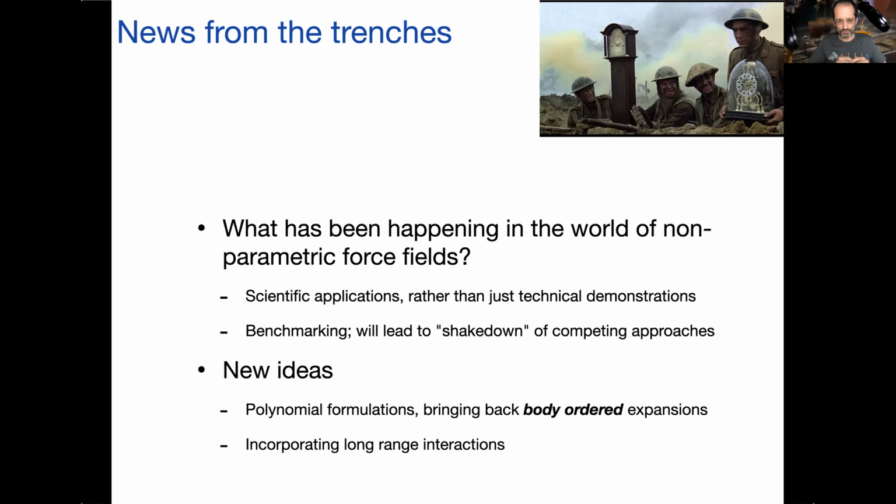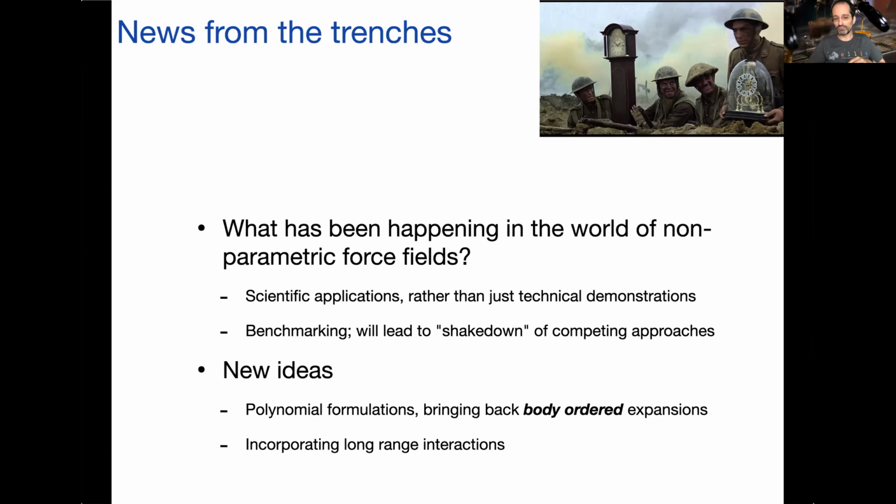So I hope I'll have time at the end to tell you a little bit more about what we've learned conceptually about force fields and quantum mechanics, because I think that we have learned something that we didn't know, which enables us to really build better approximations. In particular, I'll tell you how we brought back this idea of body-ordered expansions, 2-body terms, 3-body terms, and so on, which of course empirical force fields have been doing for many decades.